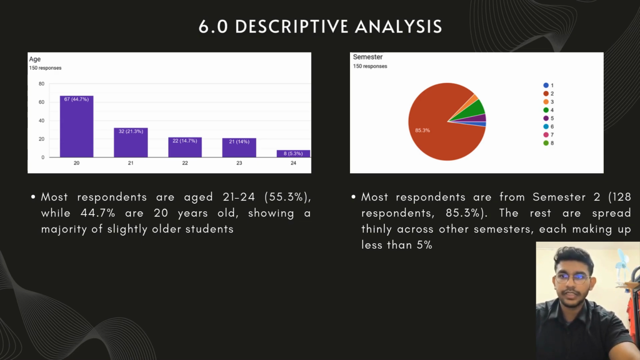And the next one is the semester. Most respondents are from semester 2, at 85.3%, and the rest are spread across semesters 3, 4, 5, and 6. There's no semester 1 because semester 1 students haven't joined yet. They will join this year. This year they will have new semester 1 students. So for the next slide.